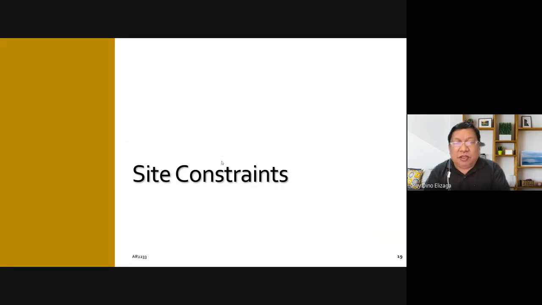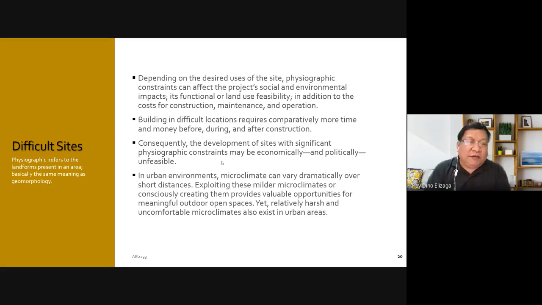Since we're talking about integration, we'll have to talk about site constraints and site opportunities. One of the site constraints is, of course, difficult sites. We have a term here called physiographic. This actually refers to landforms present in an area, so it's basically similar to geomorphology. Depending on the desired use of the site, physiographic constraints can affect the project's social and environmental impacts, its functional or land use feasibility, in addition to the cost for construction, maintenance, and operation. For example, building in a difficult location requires comparatively more time and money before, during, and after construction.